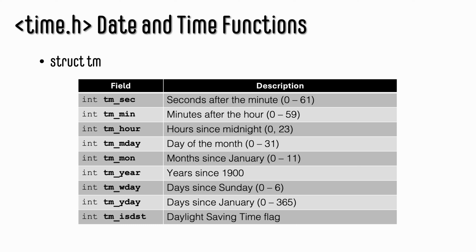So that'd be like the Julian date, or the Julian date of the year. And then tm_isdst is the daylight savings time flag. And that will be 1 if it's daylight savings time, 0 if it's not, and negative if there's no daylight saving time information.